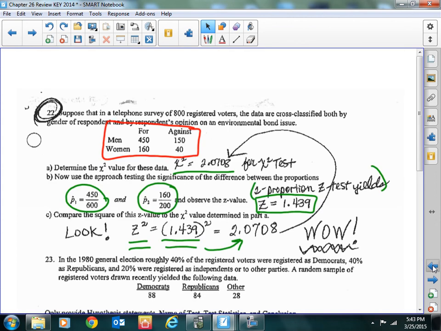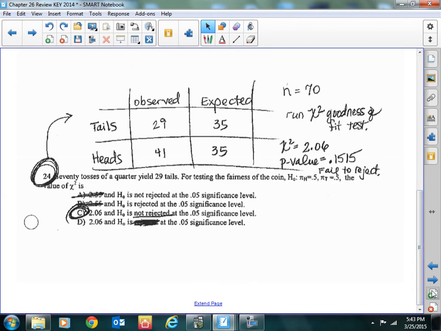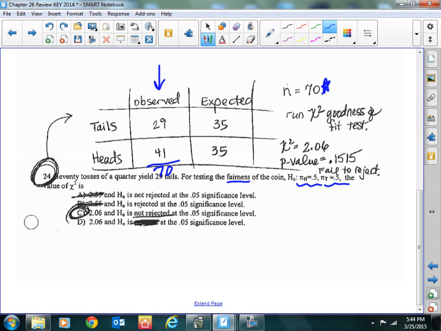And our last one, number 24. Basically, you need to run yourself a test on that. 70 is the total. N is 70. Run a chi-squared goodness of fit test because you had 29 observed tails, which meant 41 of them were heads, so that totaled 70. Expected, if it was fair, then you would have 50% heads and 50% tails. So that would mean half of 70, which is 35, for the heads, and half of 70 for the tails, which is also 35.